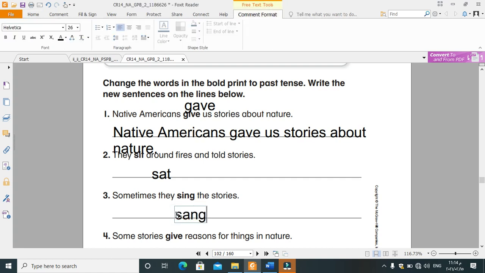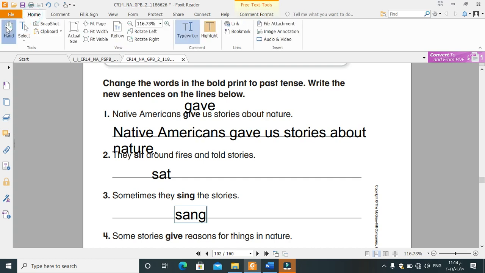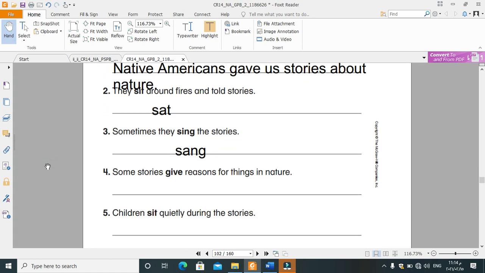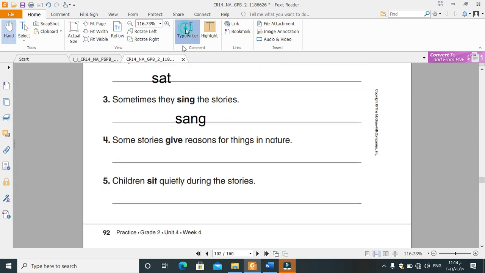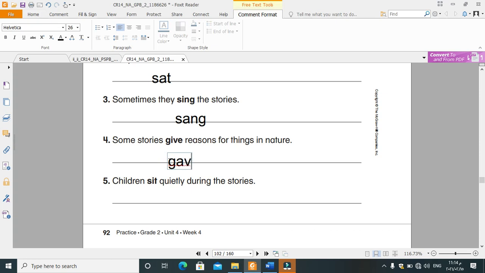Excellent, grade 2. Awesome job. Number 4, some stories give reasons for things in nature. Give, yeah, good, it will be gave. Very nice. Number 5, children sit quietly during the stories. Sit, sat. Give, gave. Sing and sang.